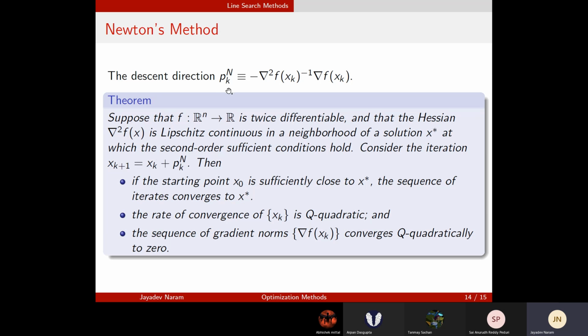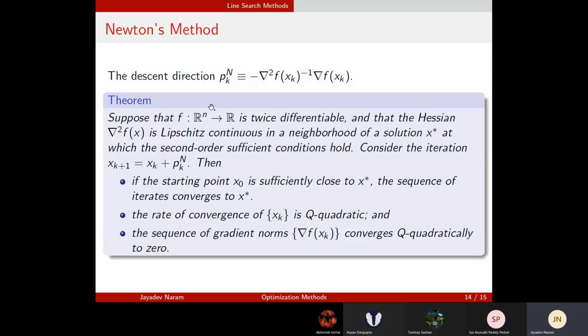In Newton's method, essentially our descent direction is minus the Hessian inverse at that point times the gradient at that point. So this is a vector and this is a matrix. Basically what you do is solve the linear system: Hessian times the step direction is equal to the gradient. You solve that linear system at each point, and the solution will be your descent direction.